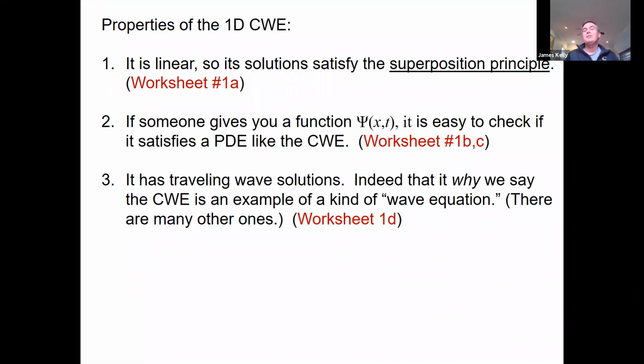It has traveling wave solutions, okay? That's, at least in a simple way, the whole reason we're calling this partial differential equation a wave equation. We call it a wave equation because it has traveling wave solutions.